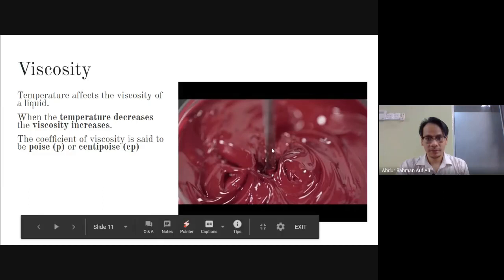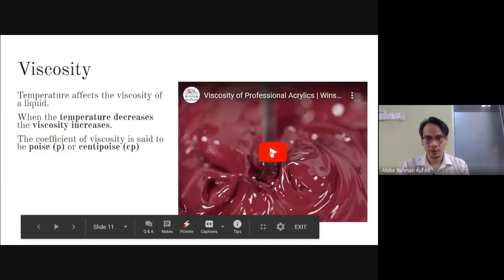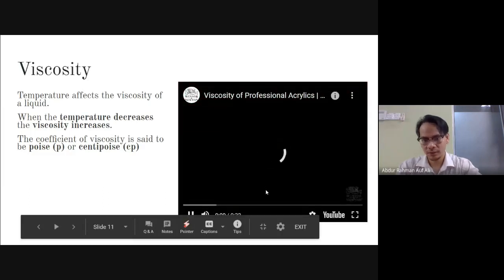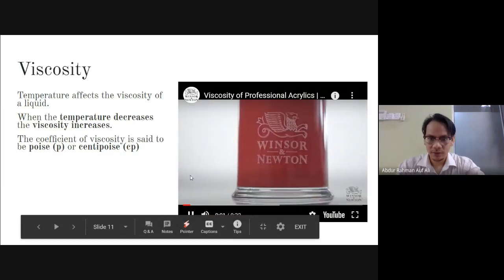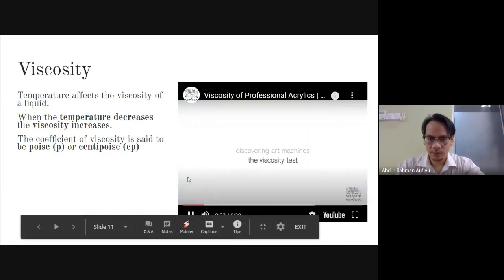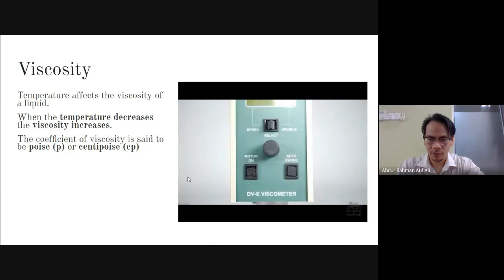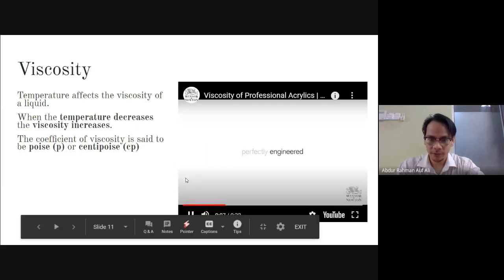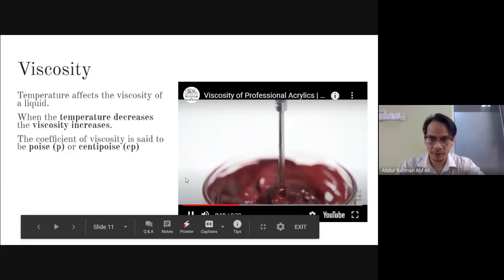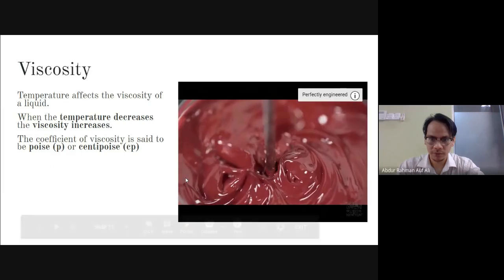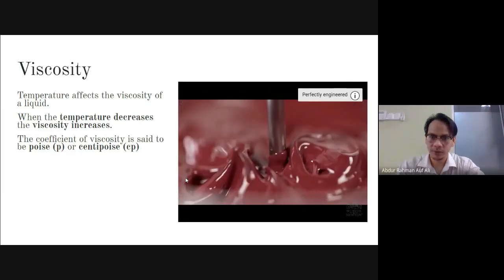So this is just a YouTube video, very short, only 30 seconds. This is a video from a company that makes paint. They want to test whether this paint is viscous or not. So that's how it works.